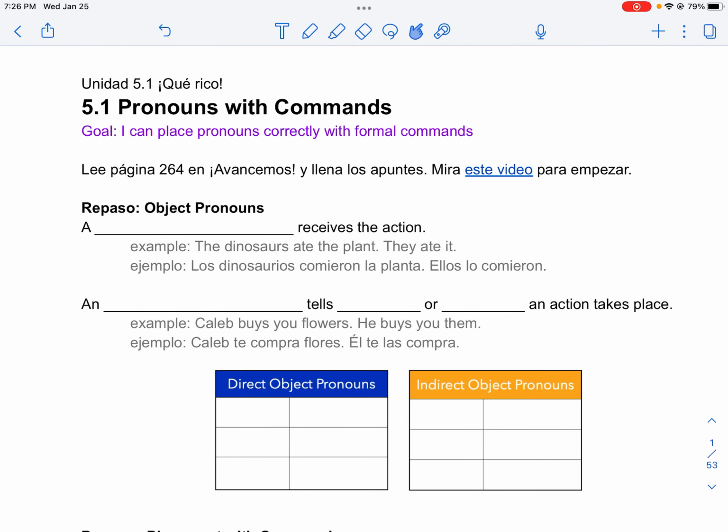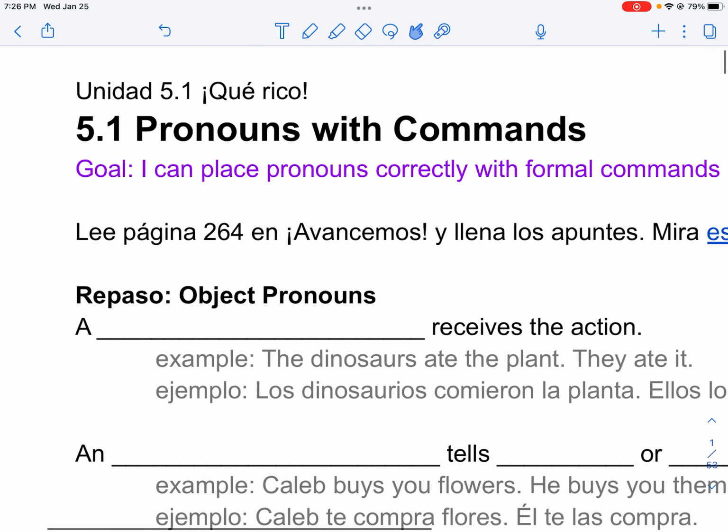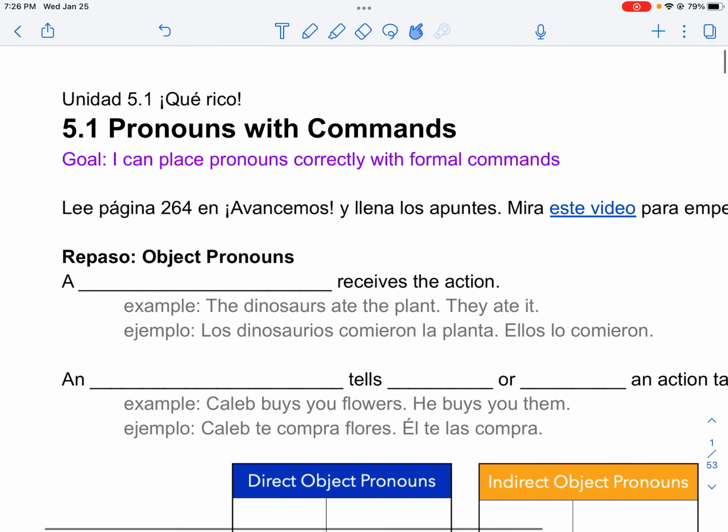Hola a todos, bienvenidos a los apuntes pronouns with commands. Our goal for today is that you can place pronouns correctly with formal commands.